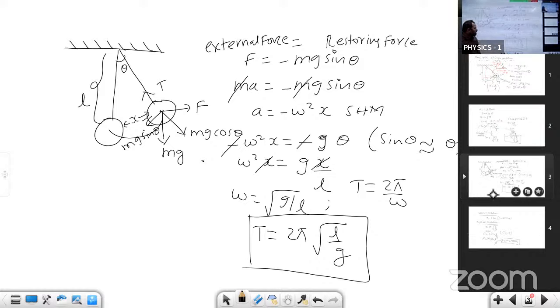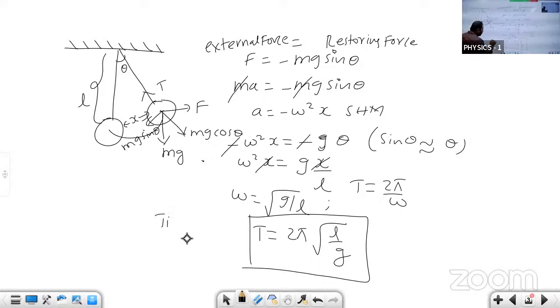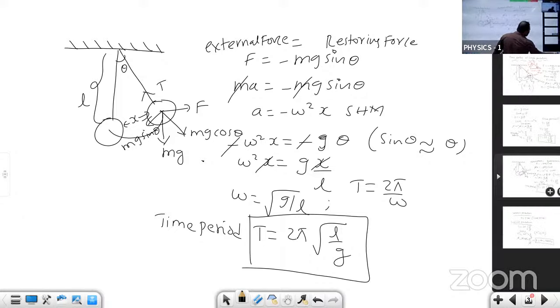Then what is the overall time period? Time period equals 2 pi by omega. Capital T equals 2 pi under root of L by g.